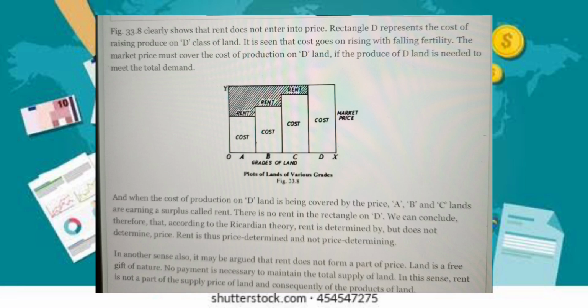We can conclude, therefore, that according to the Ricardian theory, rent is determined by, but does not determine price. Rent is price determined and not price determining.